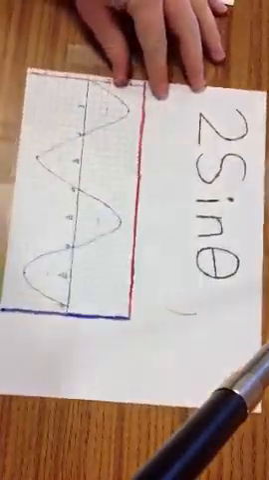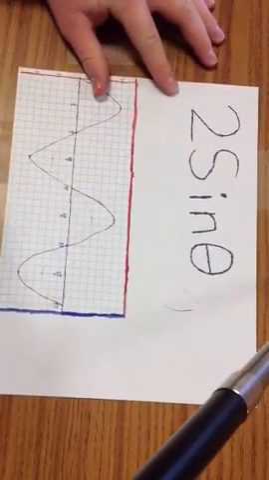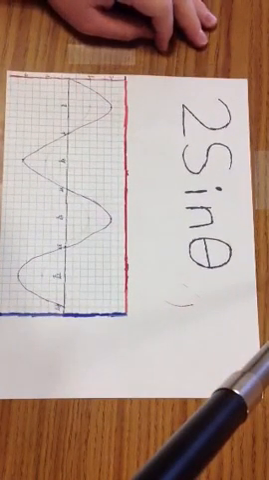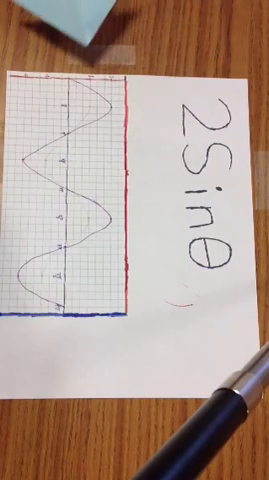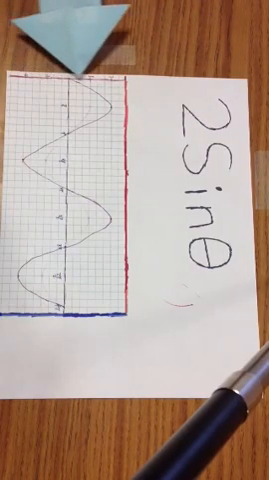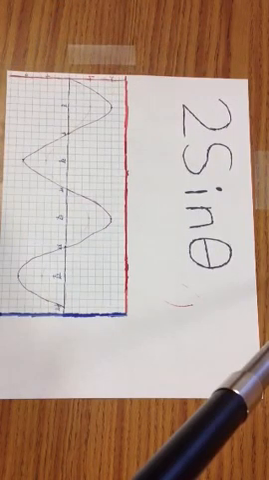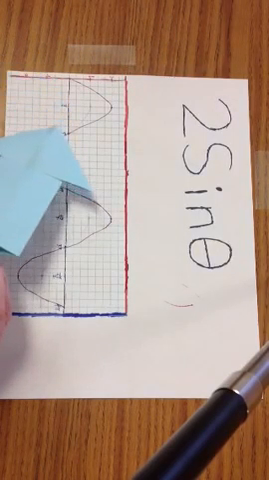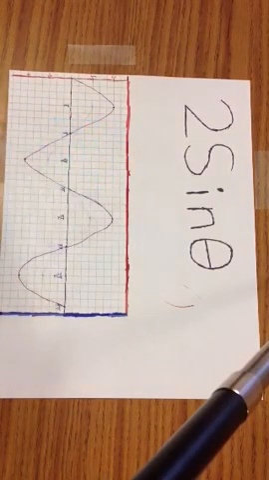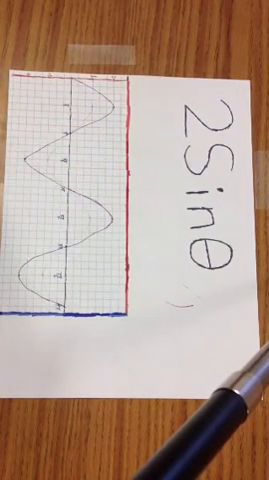If sine theta is changed to represent 2 sine theta, then both the amplitude and range will change. The newly created range will be -2 to 2, and the changed amplitude will be 2. This concludes our presentation of the 2 sine theta function.